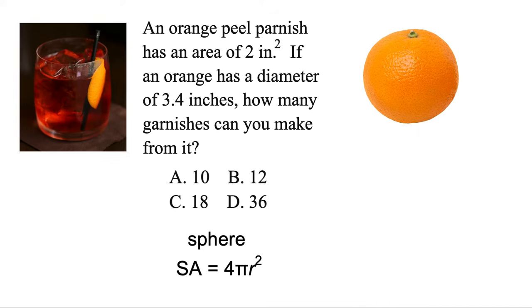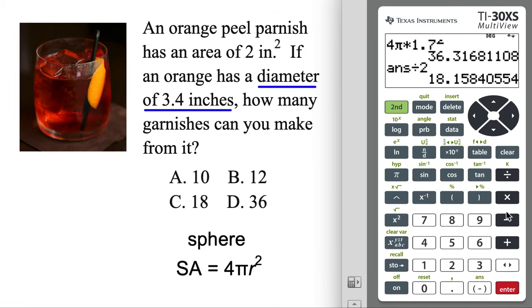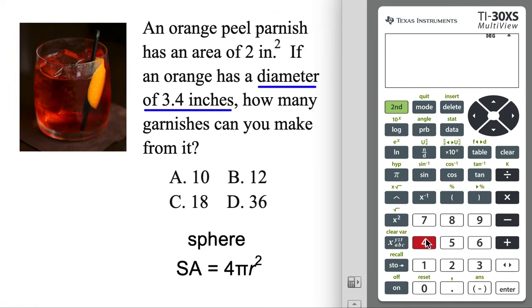So there we go. But we need to know the radius, so let's go ahead and label. They give us the diameter, so let's add that in. That goes all the way across. If you're given the diameter and you want to find the radius, you can always divide by 2. 3.4 divided by 2 gives us 1.7. That is the radius, so that is what we're going to change that r to. Let's do it. Okay, let's clear. We got 4 pi times 1.7 squared. Enter.